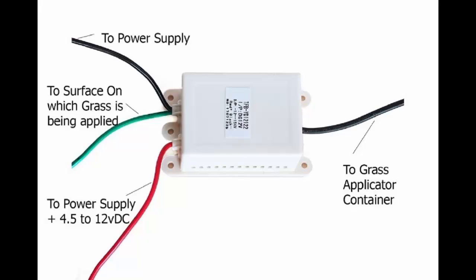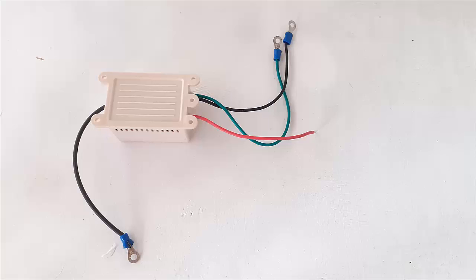There's a thick black wire that goes to the grass applicator container. Then there are two leads that go to your power supply, red and black. The green will be your ground wire. You'll attach this to the surface on which you're adding your grass. Now we're going to trim these up and add solderless connectors. You don't have to trim them. That's up to you. But trimming them makes it much easier when you put the unit in the box. The lengths and more are in the written instructions that you can download in PDF format. The link to download that is below the video.